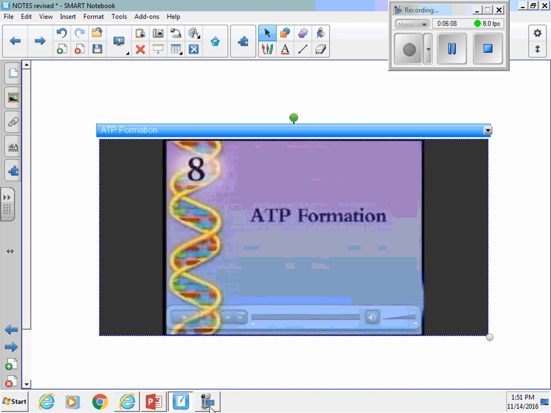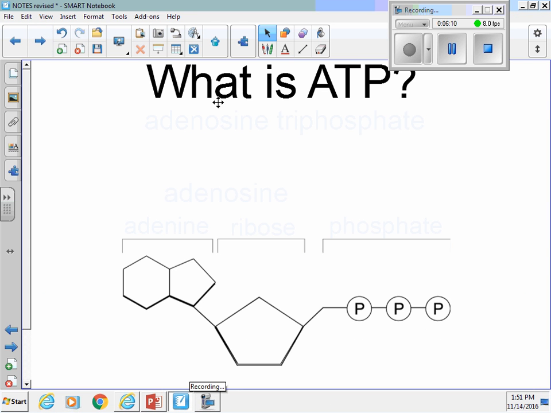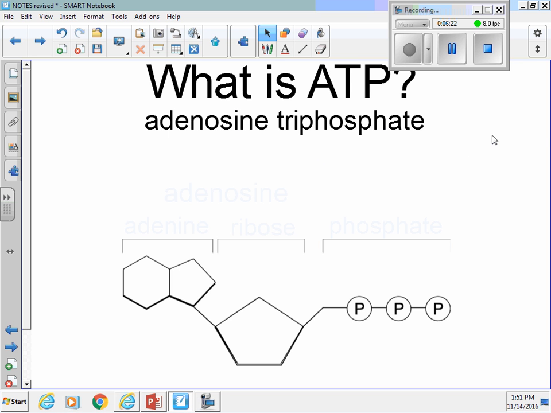If we go back to our notes now and we look at what ATP is, you just saw that we had the molecule and how much energy it's going to produce. ATP is short for adenosine triphosphate. Go ahead and write that in on your notes. And it's made up of 3 different parts.